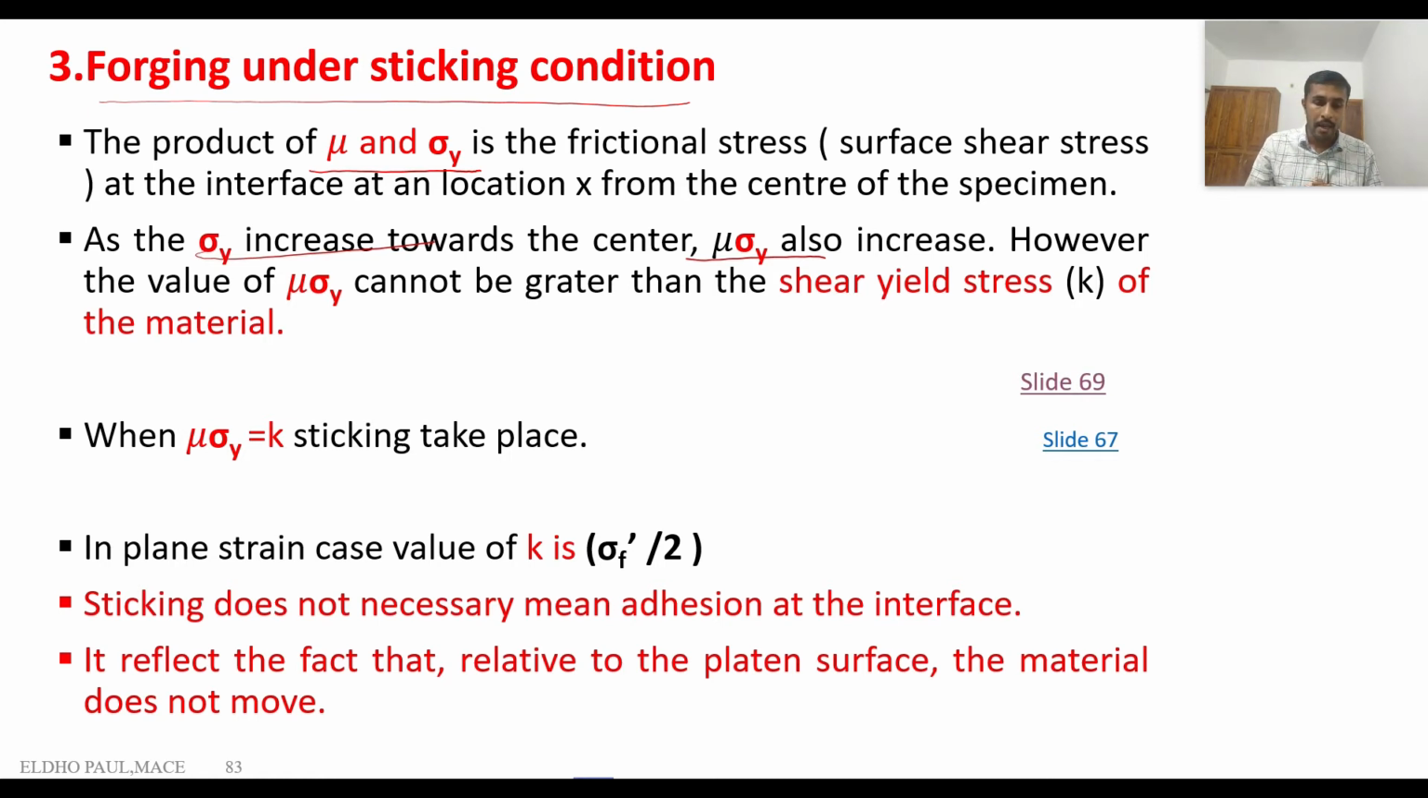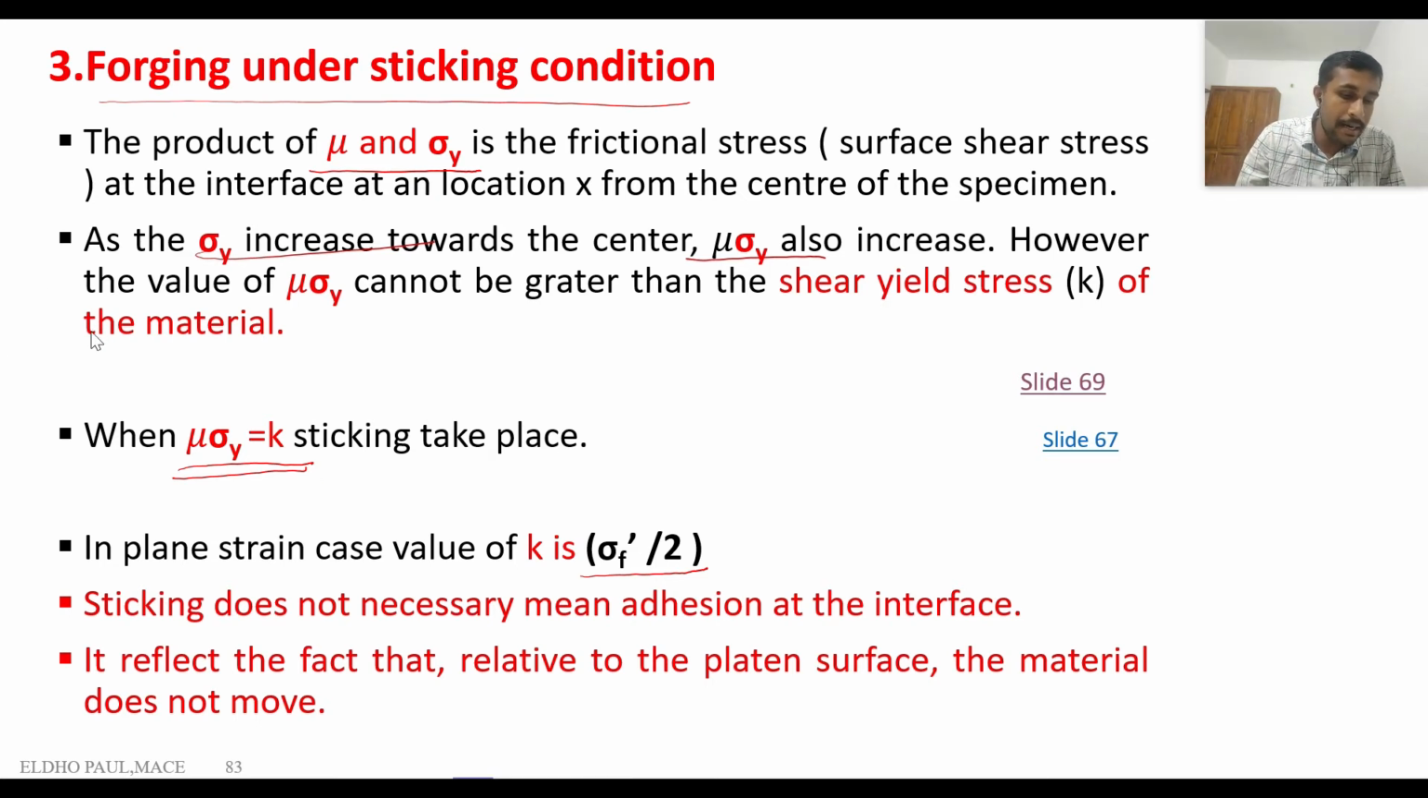That is K. And K is equal to sigma dash F by 2 in case of a rectangular workpiece under plane strain condition. If it is a cylindrical workpiece, it is equal to sigma F by 2, not sigma F dash by 2. And what is the sticking condition? mu sigma y equal to K value, that is the shear yield stress of the material. So when mu sigma y is equal to K, there will not be any relative movement between the die surface and the workpiece surface. That is a sticking condition.